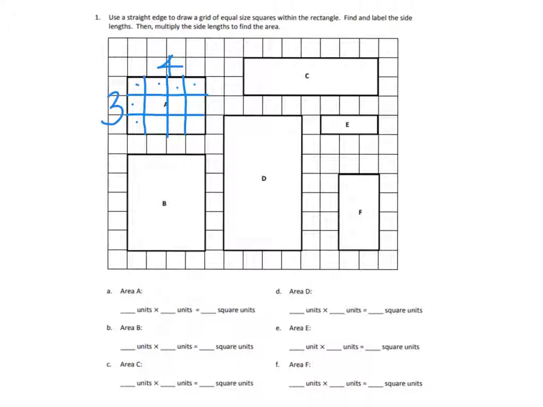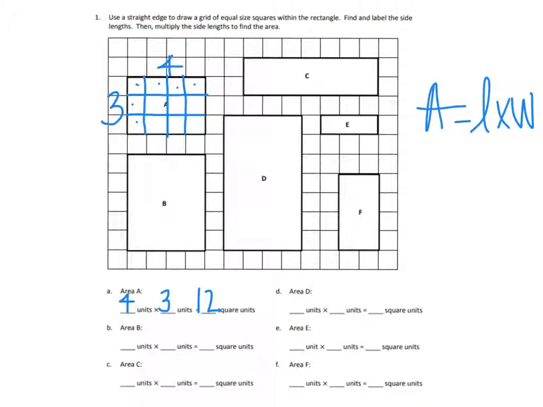So the area for area A, remember, our formula is A equals length times width. So the length for A is 4, and the width is 3. So what is 4 times 3? So 4 times 3 is equal to 12 square units.